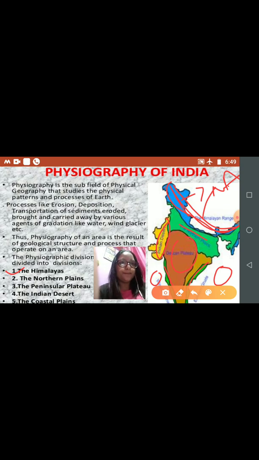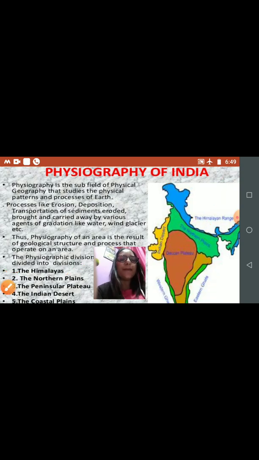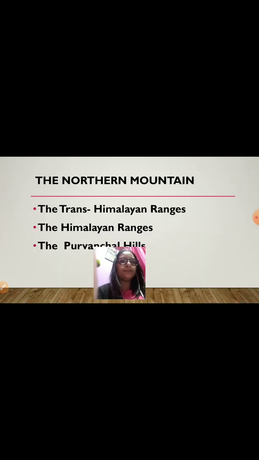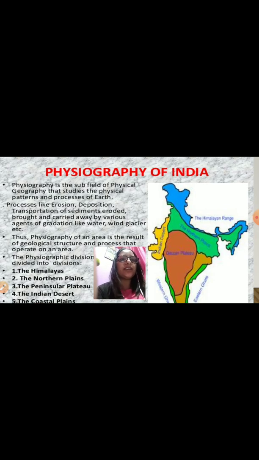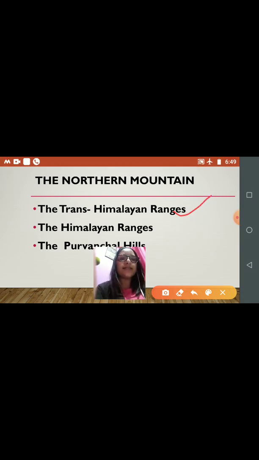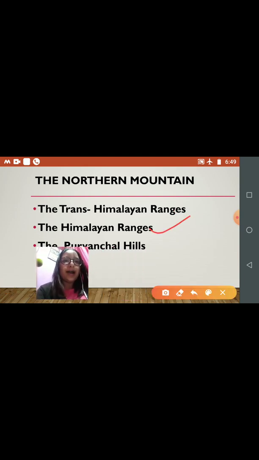This northern mountain can be further divided into 3 major mountain systems. We are only dealing with the northern mountains, the Himalayas, the first one. Now we will see what the 3 mountain systems of the northern mountains are. The first one is the Trans-Himalayan ranges. Then we have the Himalayan ranges. The last one is the Purvanchal hills.